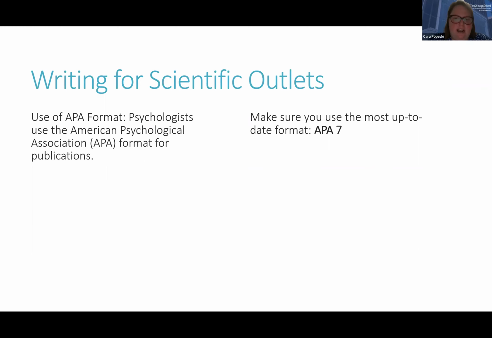So this sounds like an obvious one. I'm sure the three of you know this, but psychologists use the American Psychological Association, the APA format for publications. One note, make sure you're using APA 7. APA 6 is outdated. And unless a professor is still using it for some reason and they're asking you to still use APA 6, try to avoid using it and instead use APA 7.